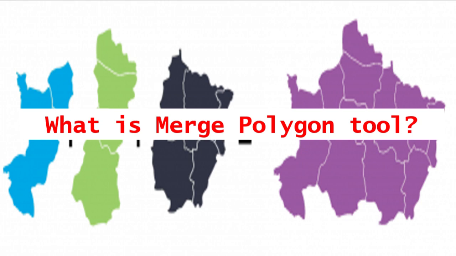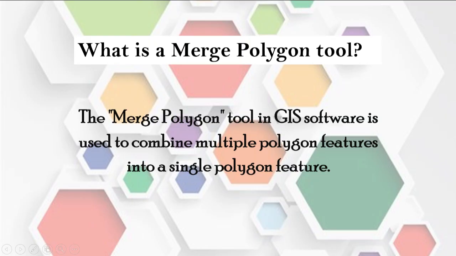What is Merge Polygon Tool? The Merge Polygon Tool operates by identifying polygons that share common boundaries or overlap and merging them into a single, larger polygon feature. It helps to analyze data by consolidating multiple polygons into a more manageable and coherent dataset.